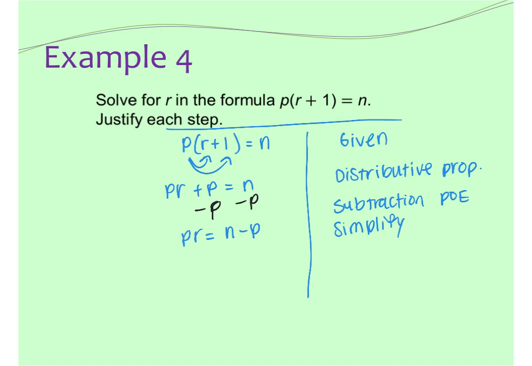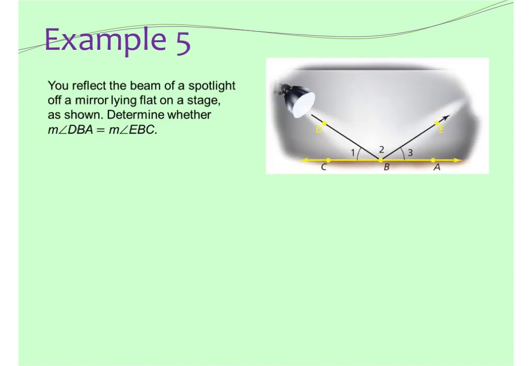And then from here, we're going to divide by p to both sides. Because remember, we want to get r by itself on one side of the equation. And what we're left with is r equals n minus p over p. And this last step was the division property of equality. Okay? So guys, you could absolutely solve this problem just by doing the steps on the left. But the purpose of this lesson is to justify each step that you're using. So make sure that you're writing the property of equality or what you're using in order to move from one step to the next.